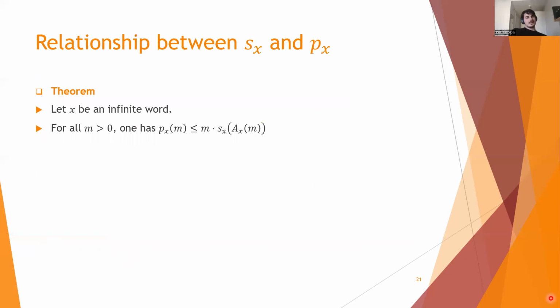Now we will express a relationship between the string attractor profile function and the factor complexity. In fact, the theorem that can be deduced is that, given an infinite word, for all m greater than 0, the factor complexity function over m is less than or equal to m times the string attractor profile function on the prefix of length m.